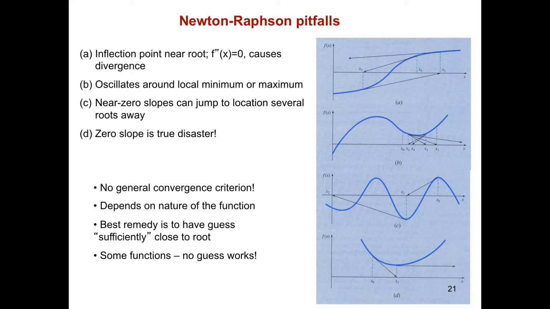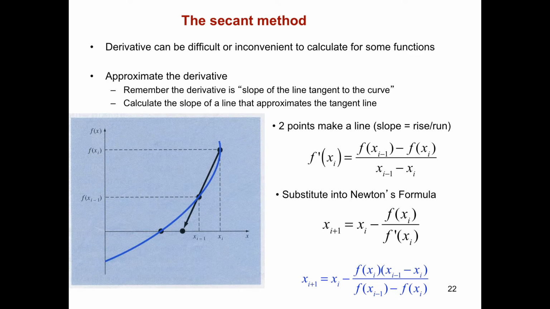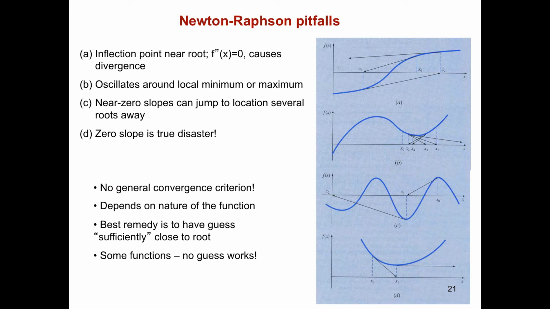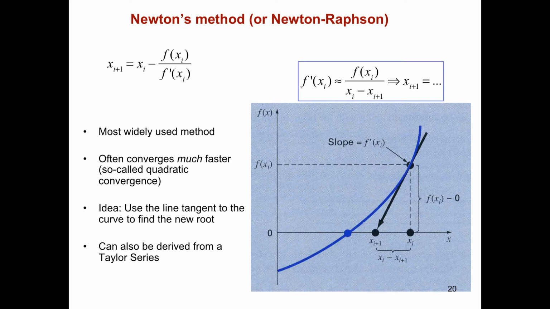So it's a trial and error, and it depends on the nature of a function. And the best remedy is actually to guess sufficiently close to the root, or have multiple guesses that you try separately. Some functions are simply difficult, but we still have to deal with them on a regular basis.